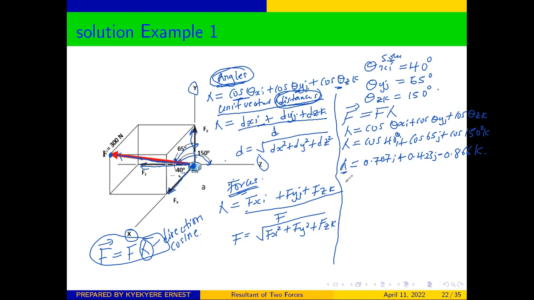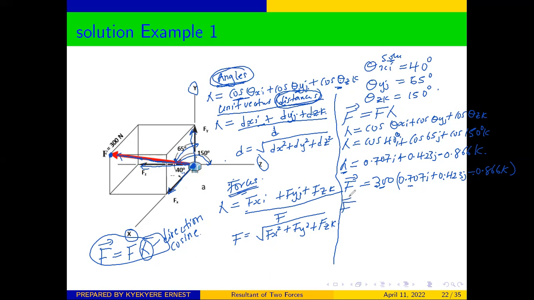So once you have been able to determine our lambda, then our force in the vector form will be equal to F, which we are given in the question is 300 newtons, times our lambda, which now is 0.707 i plus 0.423 j minus 0.866 k. And from here, when we multiply this by that, that will give us the x component of the force. When you multiply this by that, that will give us the y component of the force, and this by that will give us the z component of the force.